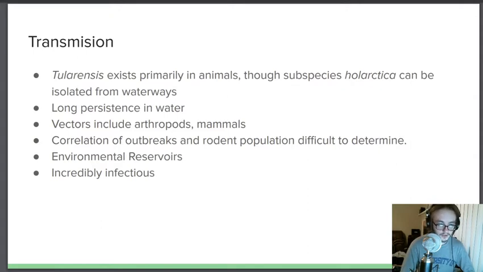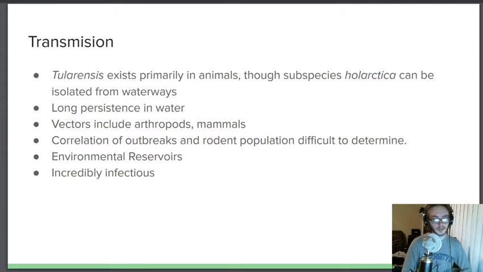Vectors include arthropods such as fleas, ticks, and mosquitoes, and small mammals that are infected. Correlation of outbreaks with rodent population has been difficult to map. Many attempts have been made to correlate the outbreaks of tularemia in a certain area to certain specific rodent populations. However, this has only had moderate success, as though there may be a strong correlation for 20 to 30 years, it eventually will shift and the correlation will no longer fit.